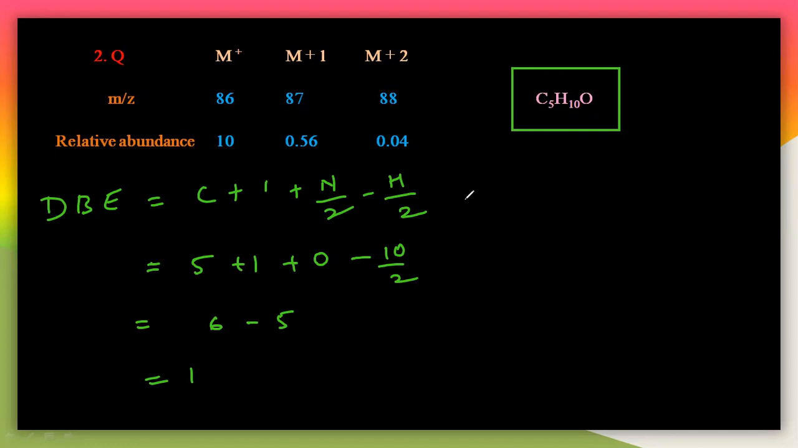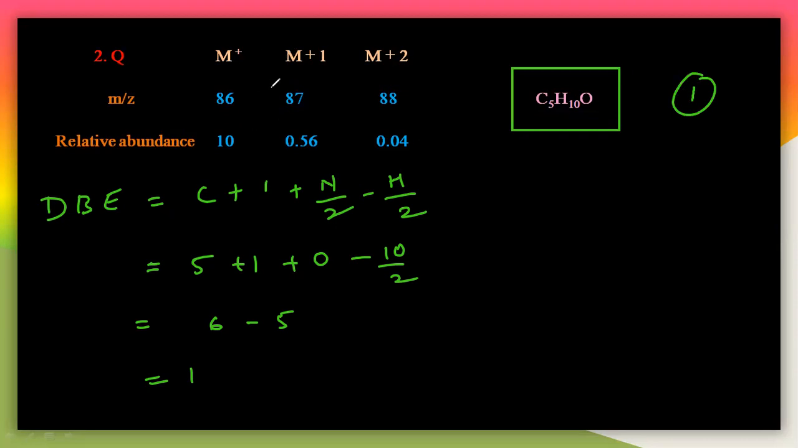But if you want to get that, you can get this particular structure like this. So it is 1 here. So that is 5 plus 1, 6, and 6 plus 1, 0, and minus 10 by 2. So you will get the final value, that is 1 here. So that means the double bond equivalence, which is 1 here.